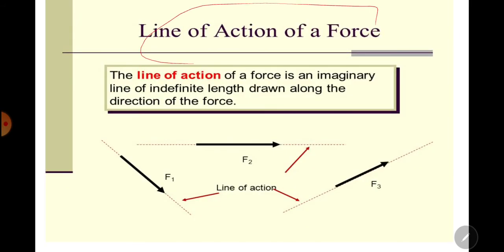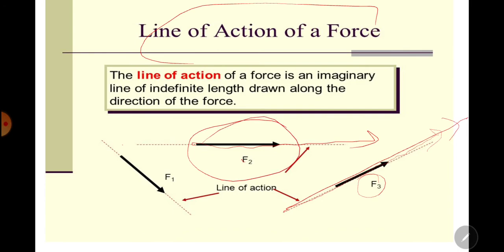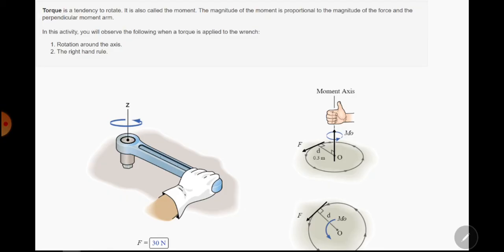Now, line of action of force. This is the line along which F3 is acting. So this line is called the line of action of force F3. F2 is acting in this direction. This one is called the line of action of force F2. This is F1. This is the line along which F1 is acting. This is the line of action of force F1. So the line of action of force is the line along which the force is acting.